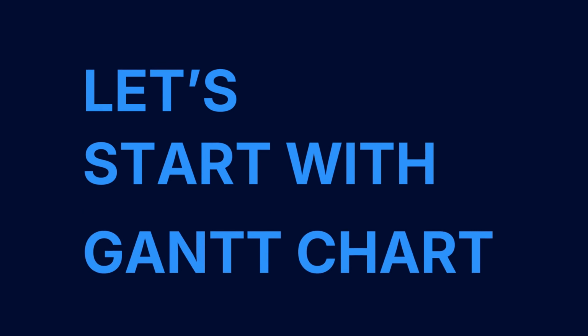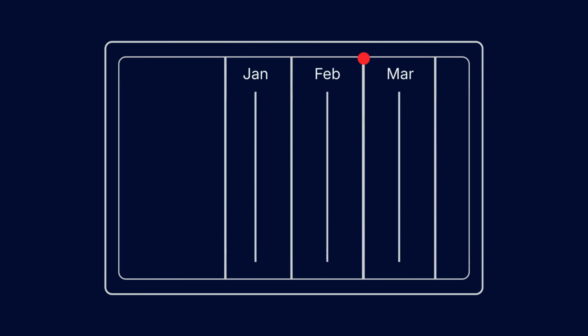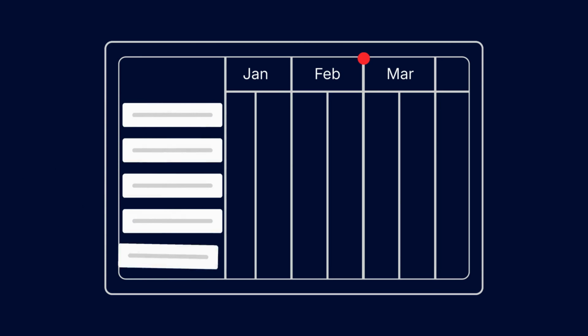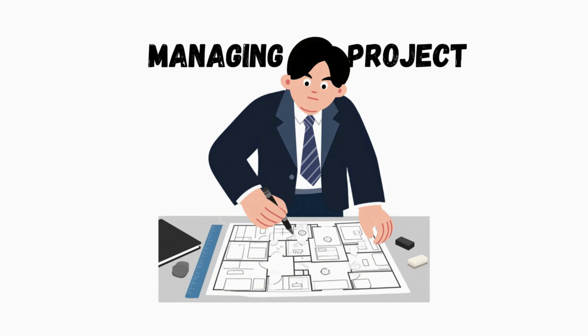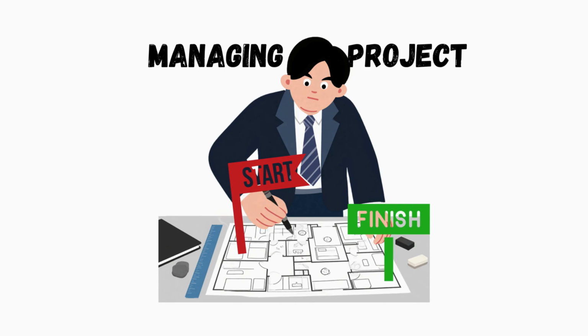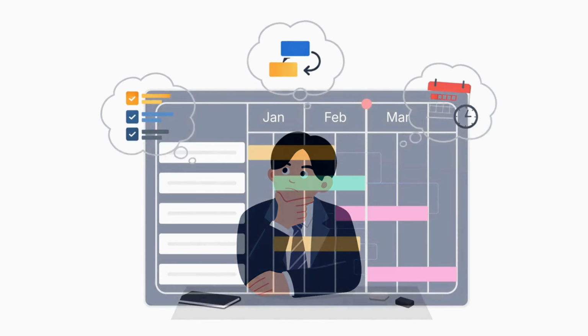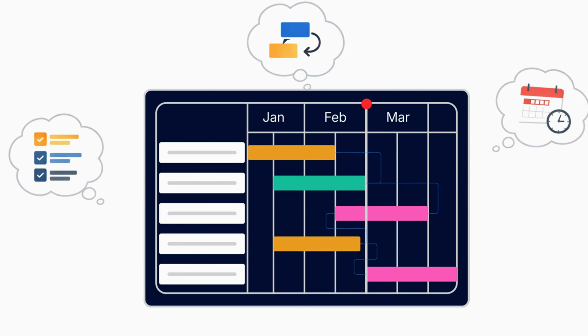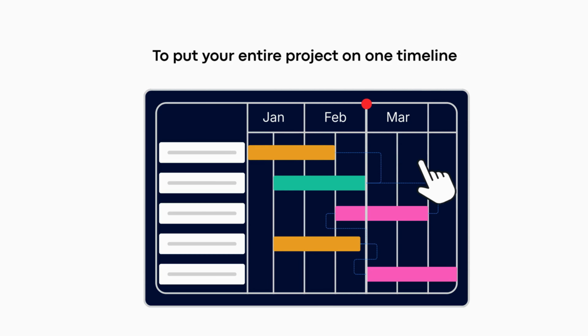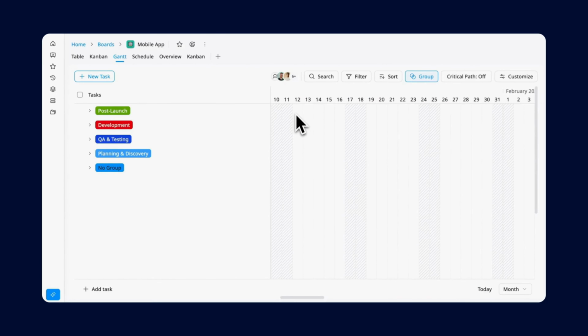Let's start with Gantt chart, a horizontal bar chart used in project management to show tasks and their schedule over time. To make it easier to understand, imagine you're managing a project from start to finish. You may want to know what needs to be done, in what order, and by when. That's exactly what a Gantt chart is built for, to put your entire project on one timeline. Let's take a look at the Gantt chart.